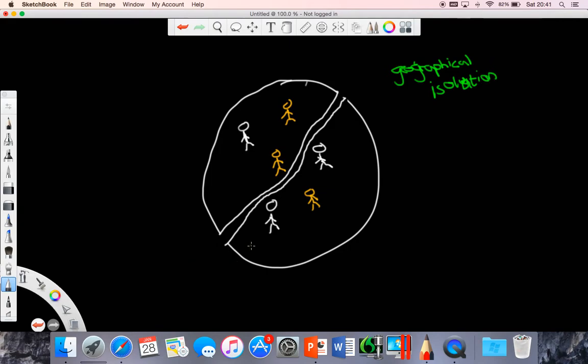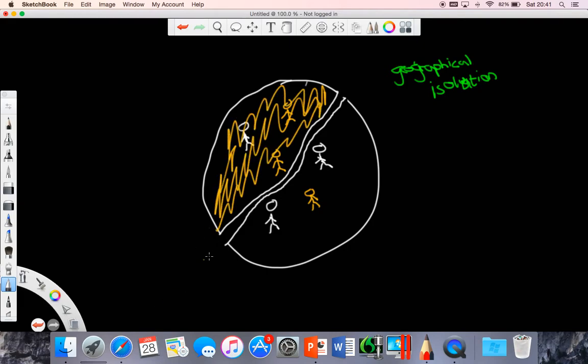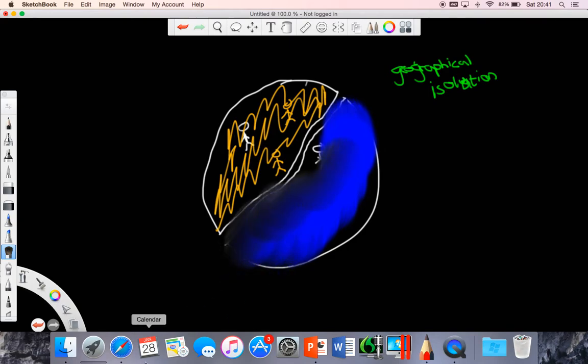We've separated the population, and what may happen is over time the conditions in both of these areas will change. So this island may become predominantly yellow, and this island may become predominantly blue, say. Obviously, on this island, the ones that are more likely to survive are the yellow ones. They're more likely to survive, reproduce, and go on to have offspring of their own. Whereas, unfortunately, these white ones are likely to die out.